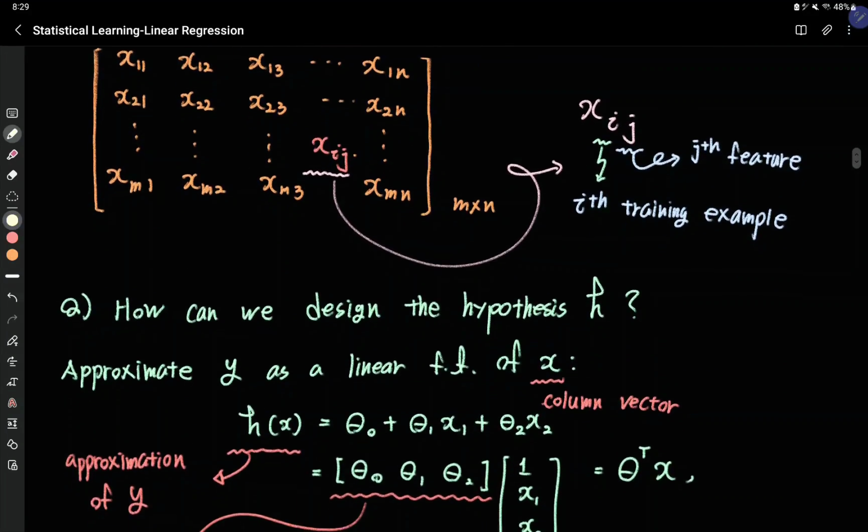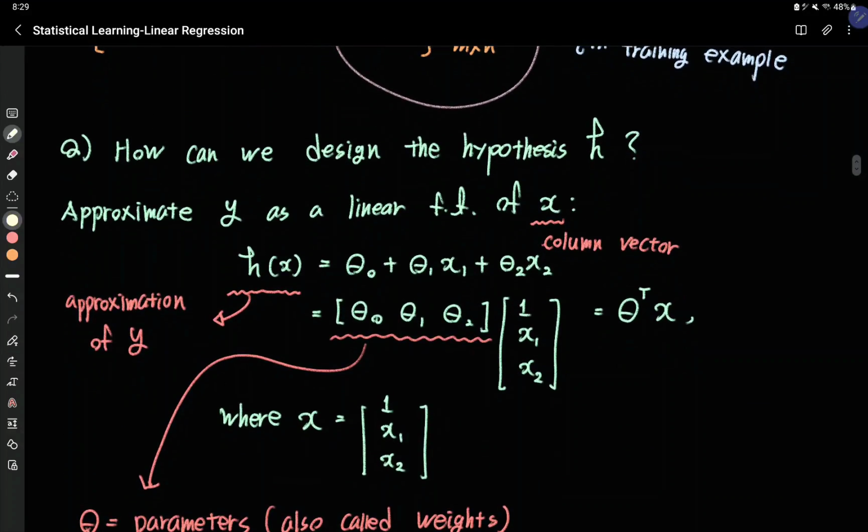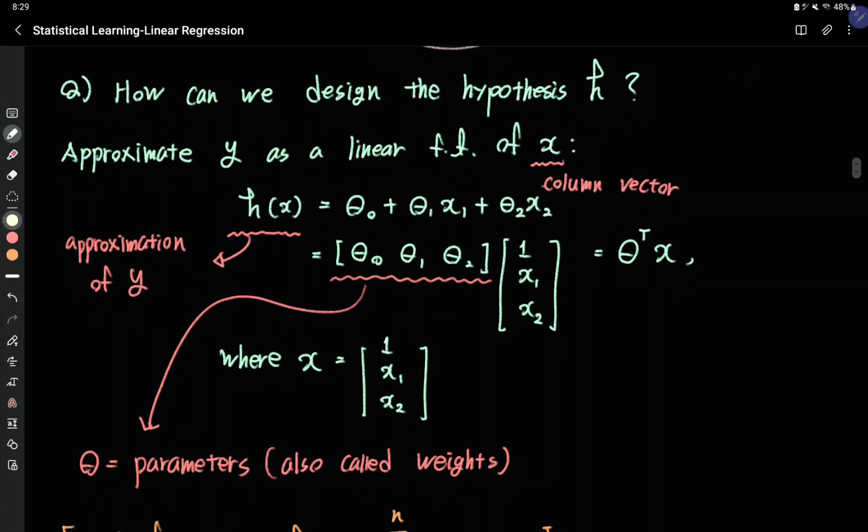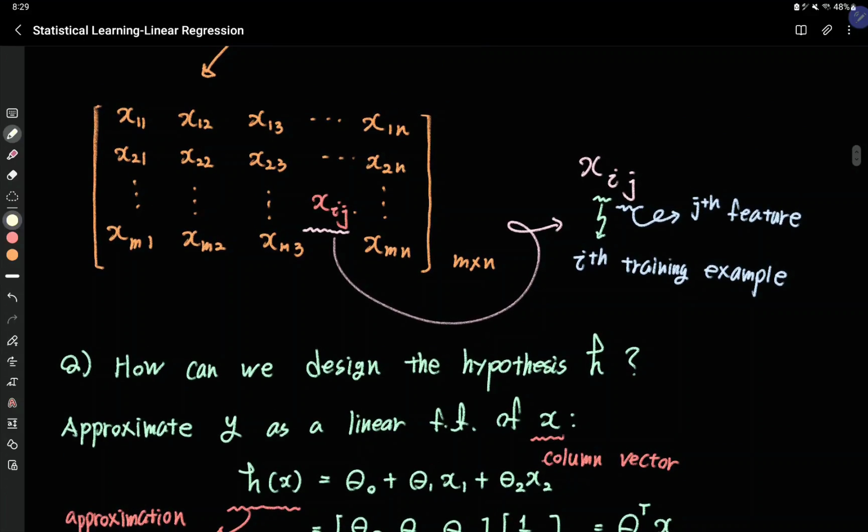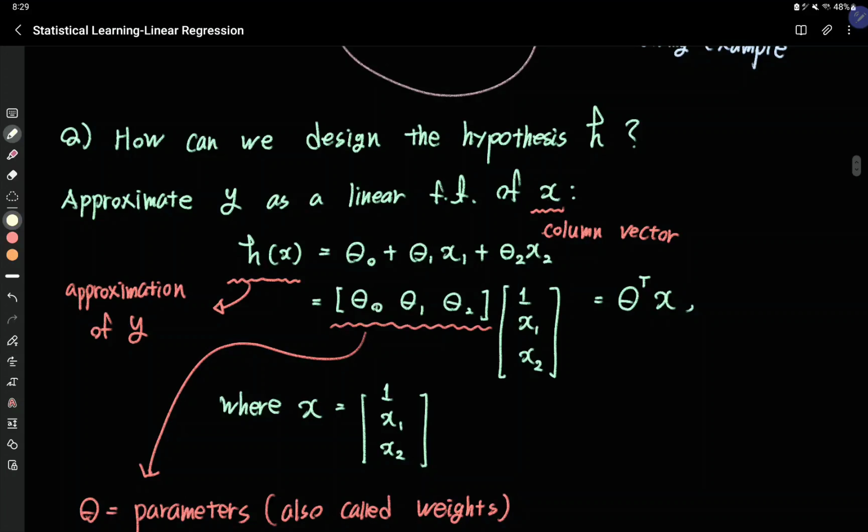So now, how can we design the hypothesis h? That's the main part of this video. We approximate y as a linear function of x. x is not a single number, x is a column vector. The input of the hypothesis is the row vector, but we transpose the first row to make the column vector. So x is a column vector.